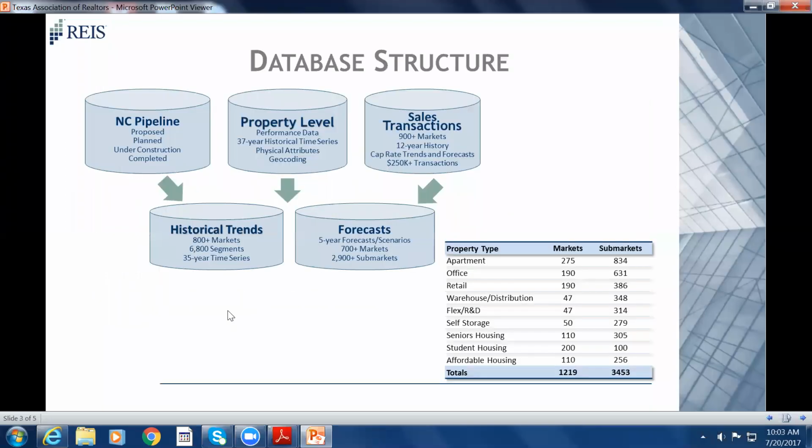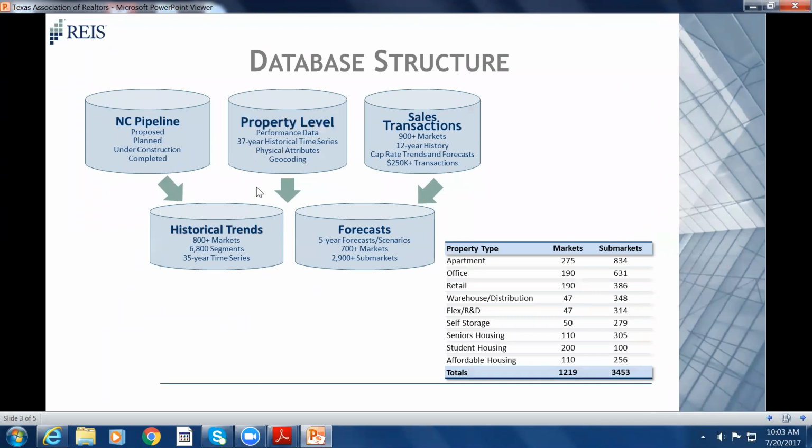So this is just a quick slide talking about our database structure. Everything that you see on the website today is going to be an aggregate of all the information that we collect internally. We have 3 separate teams that are really doing the bulk of the research, and that takes up 2/3 of our company.